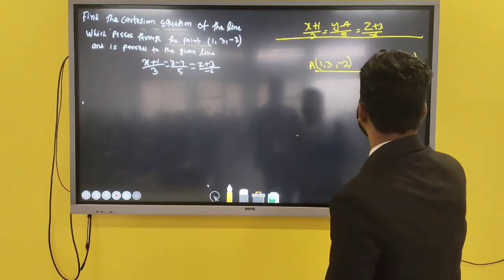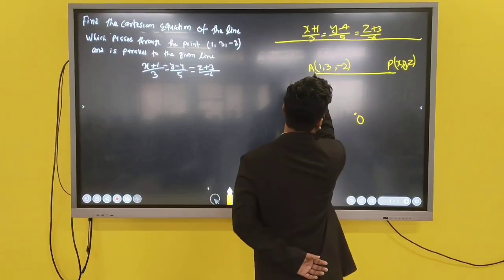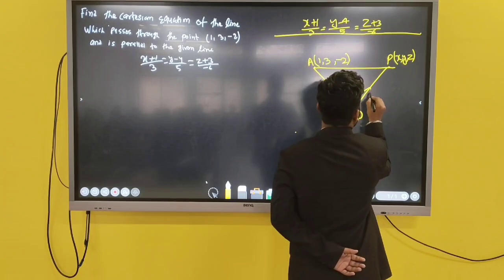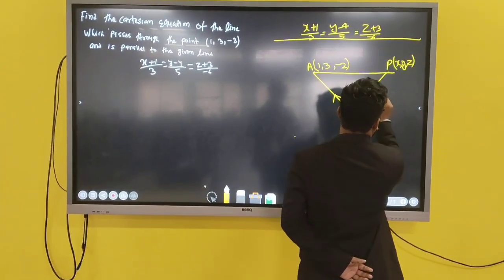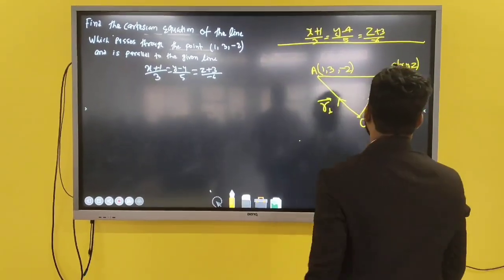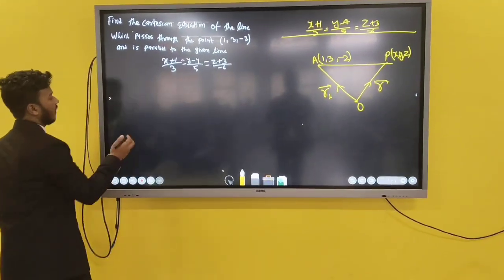Now let's say this is point O, which is the origin. We will join these two points. Let's say this is the r vector and this vector is the r1 vector. So now we will find the Cartesian equation of the required line.